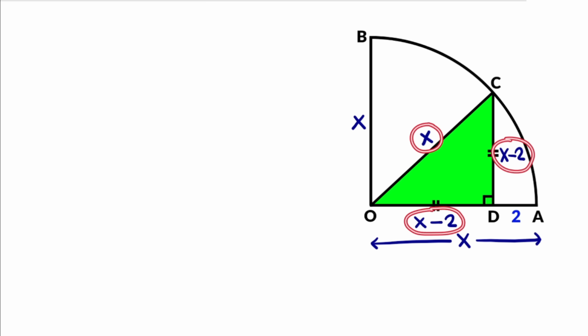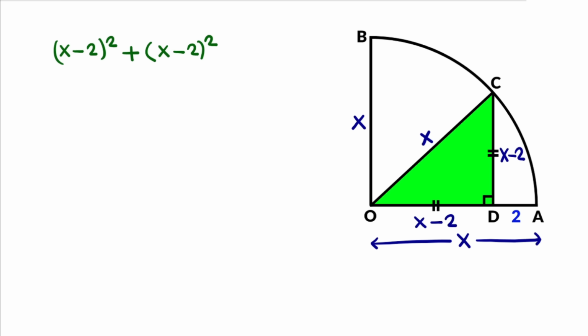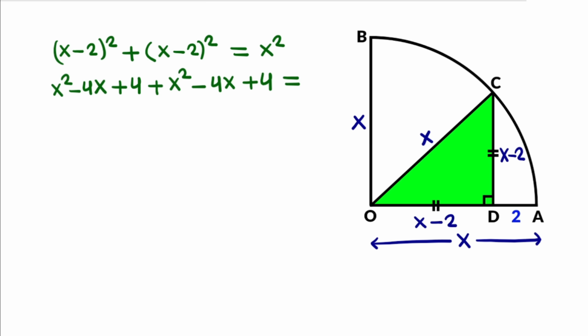Time for the Pythagorean Theorem. The quantity x minus 2 squared plus the quantity x minus 2 squared equals x squared. Let's expand both squares. That gives us x squared minus 4x plus 4 plus x squared minus 4x plus 4 equals x squared. Now simplify the equation.